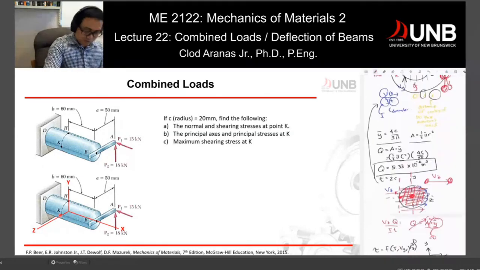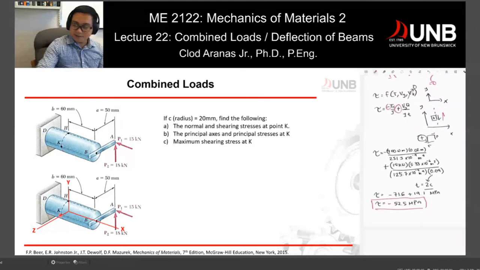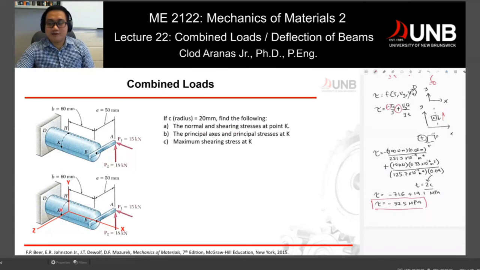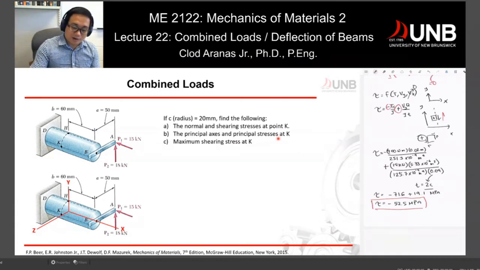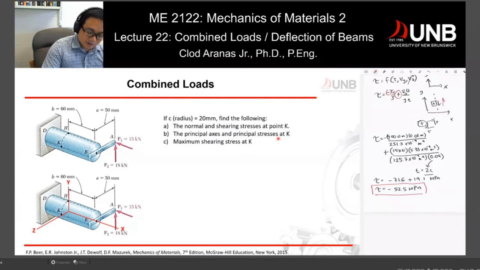Now we're not done yet because we have normal and shear stress. So the normal and shearing stress at point K. You can do a practice at home at point H. But the next question is the principal axis and principal stresses at K. And how do we do those principal stresses? So we just go back again to our principal stress equations, and then we solve the problem.